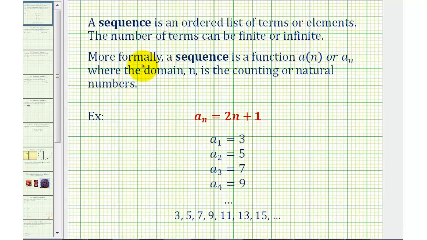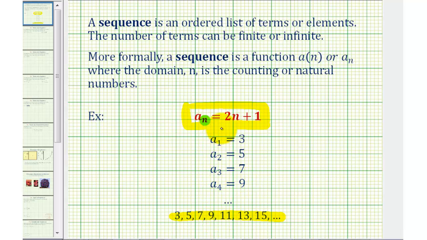But more formally, we can also think of a sequence as a function, a of n or a sub n, where the domain n is the counting numbers or natural numbers. So for an example, here's a sequence. Again, we have an ordered list of terms. This sequence is generated using this function or this sequence rule or formula, where again n is the domain, which consists of the counting or natural numbers, and a sub 1 represents the first term in the sequence, a sub 2 represents the second term, a sub 3 represents the third term, a sub 4 represents the fourth term, and so on.